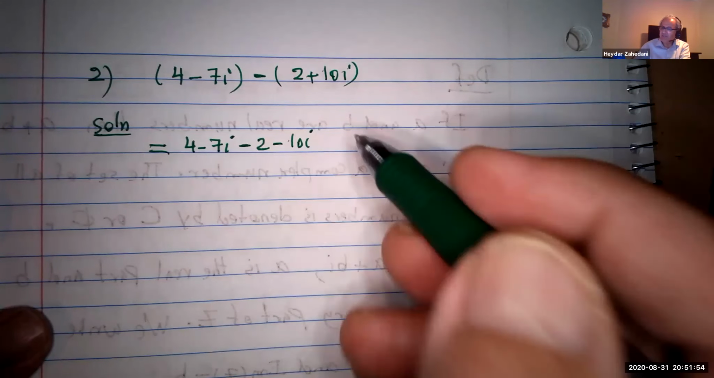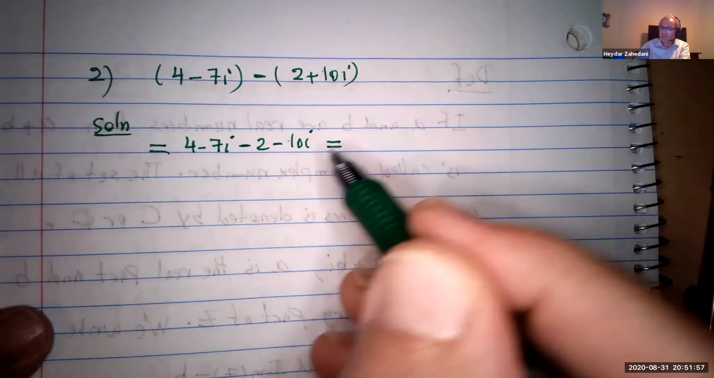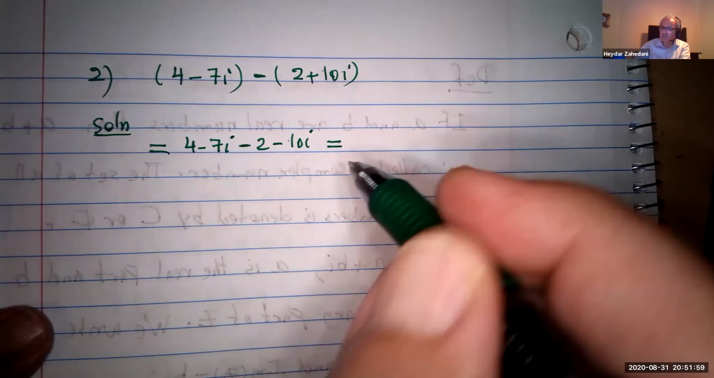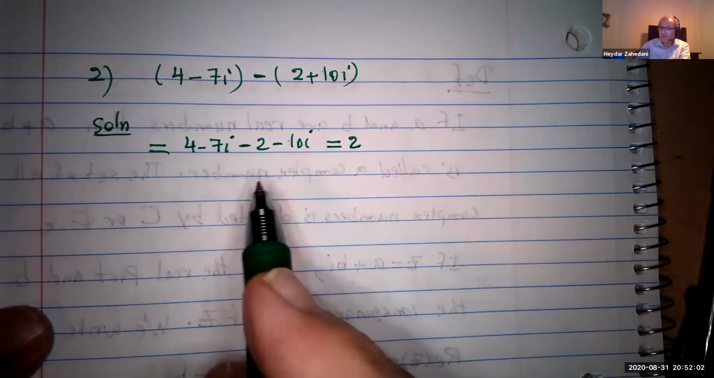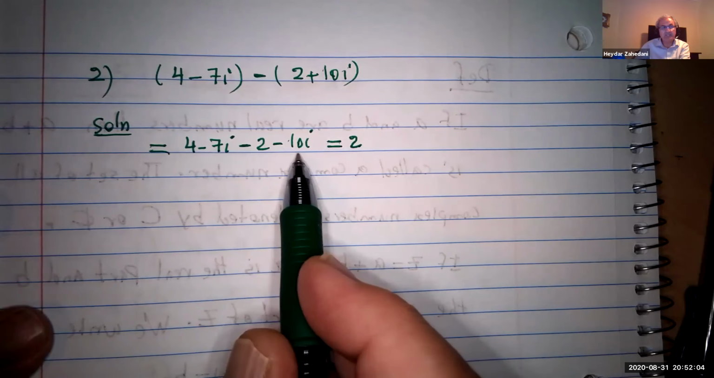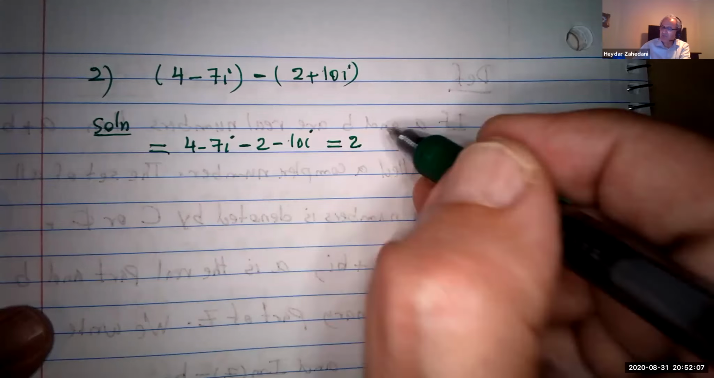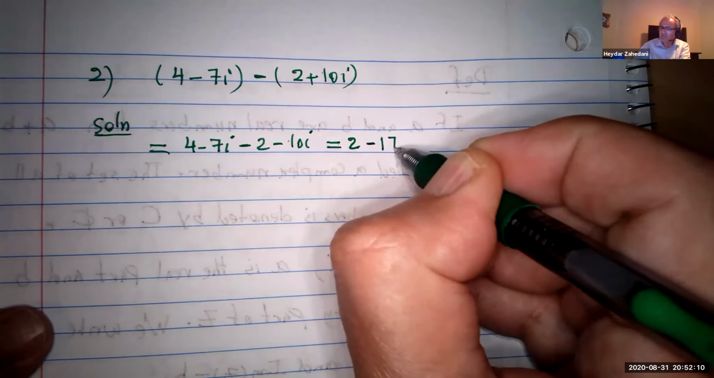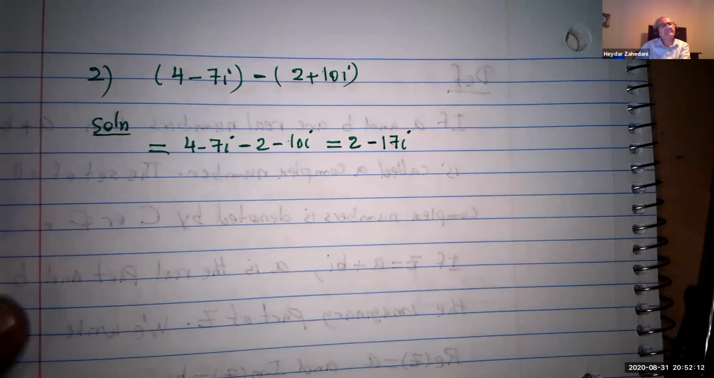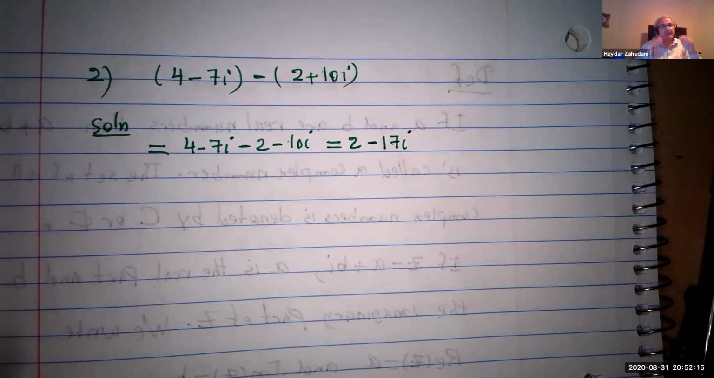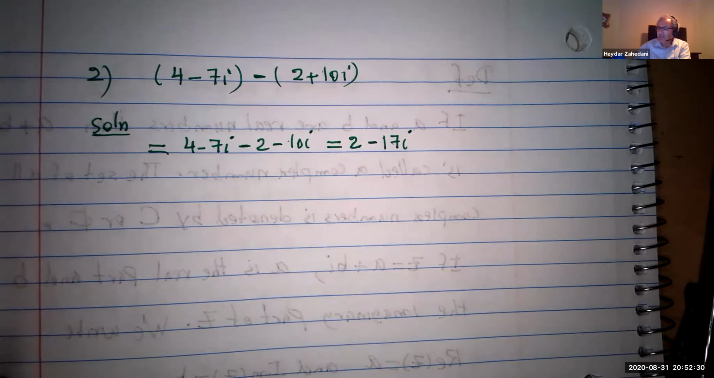Combine the like terms. We go with the numbers first. It's 4 minus 2, which is equal to 2. Okay, it's a negative 7i minus 10i. Negative 7 minus 10 would be negative 17. So we get negative 17i. Remember, you must write it down in the form of a plus bi. So be able to identify the real part, which is 2, and the complex part, which is negative 17. Okay, any question? So that was adding and subtracting.